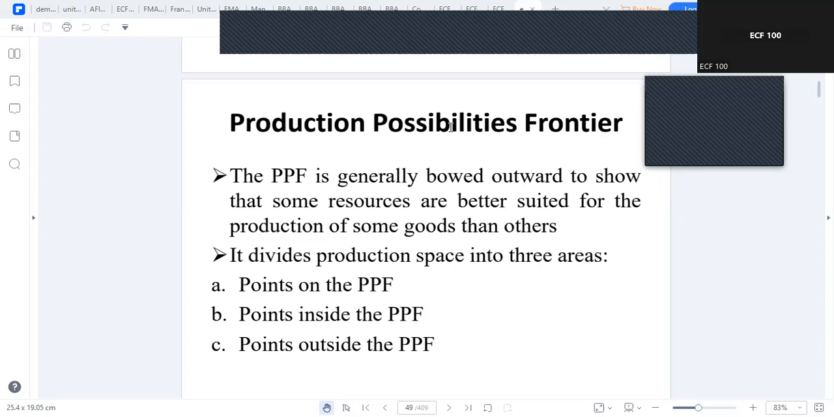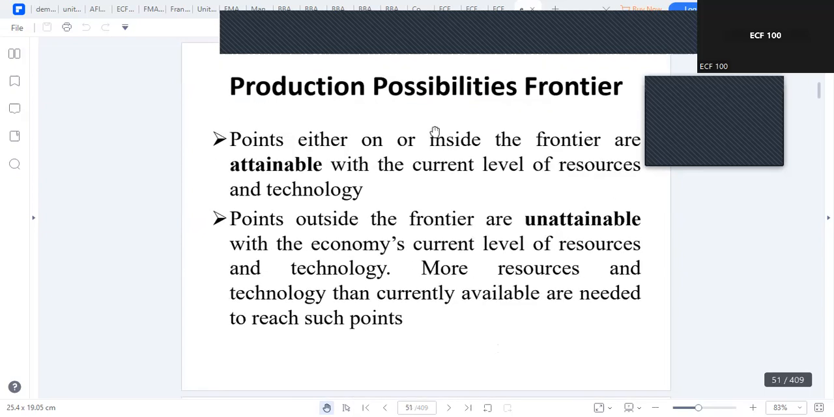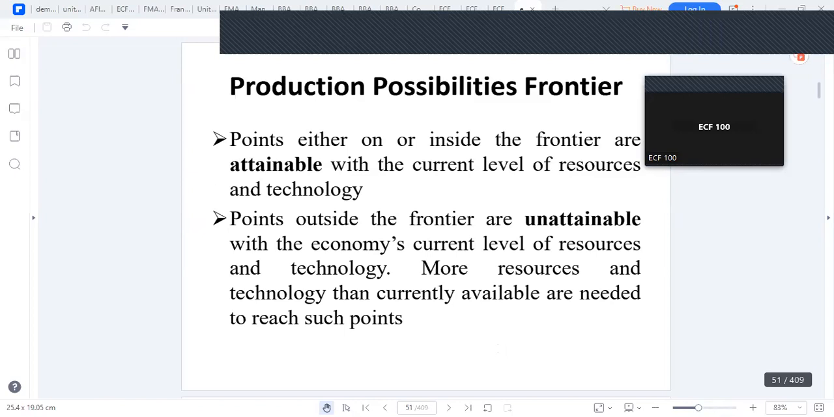It divides the key spaces available into three. Number one, there are points that will be on the PPF. Number two, there are points that will be inside the PPF. Number three, there are points that will be outside the PPF. So these points have the following connotation. When you're dealing with the PPF, we're going to look at three key points.